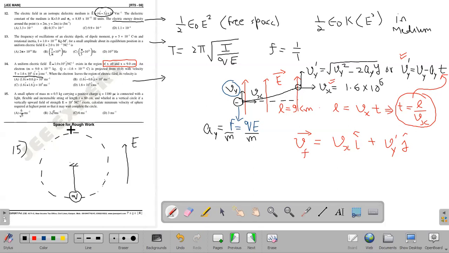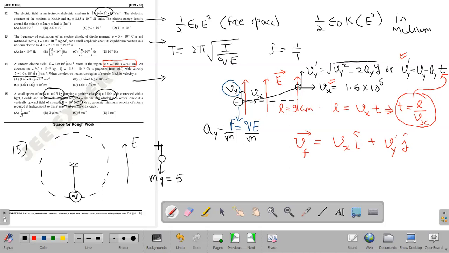Now, if I calculate the forces on that charged particle, it has a mass of 0.5 kilogram. It has a certain charge also, and there is an electric field present. So if you plot the free body diagram, it will have a force of gravity in the downward direction, which is mass into g. If I take g as 10, then it will be 5 Newton in the downward direction.